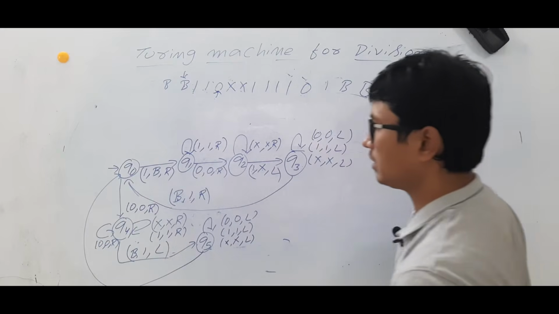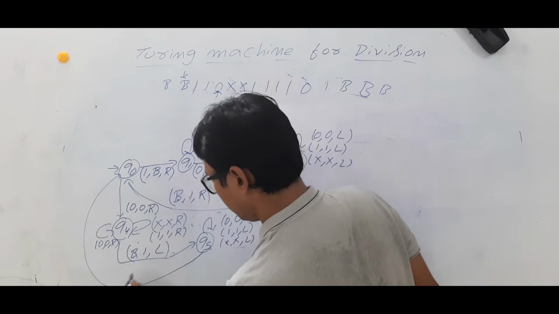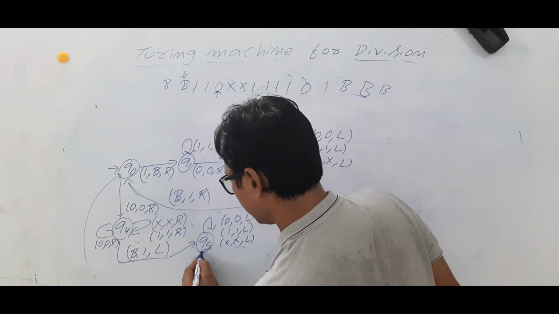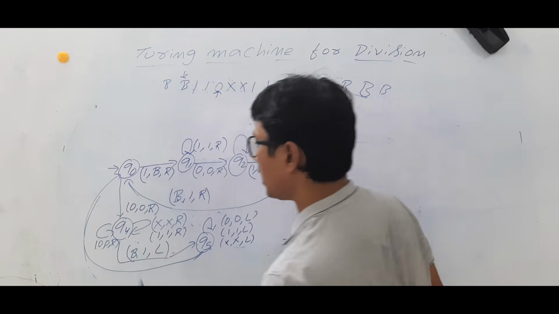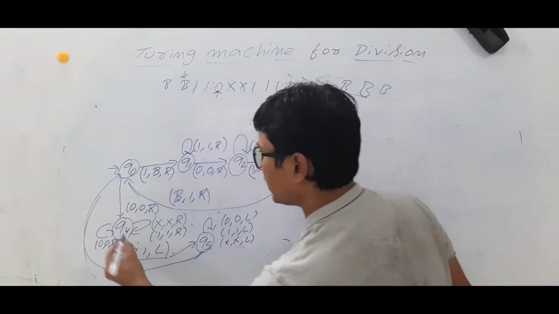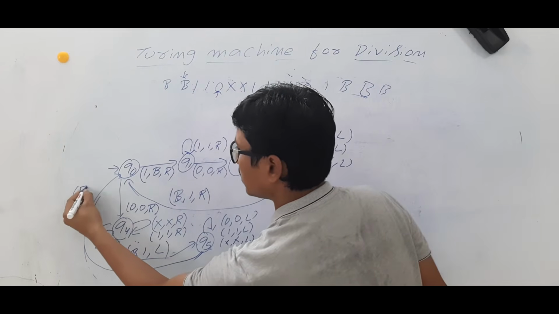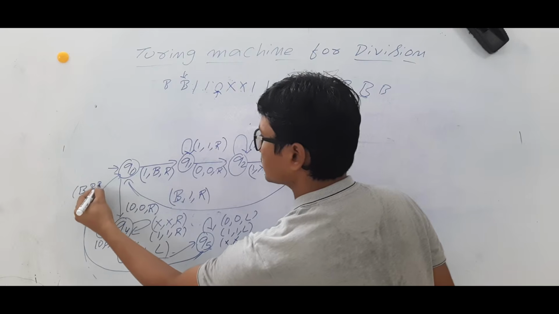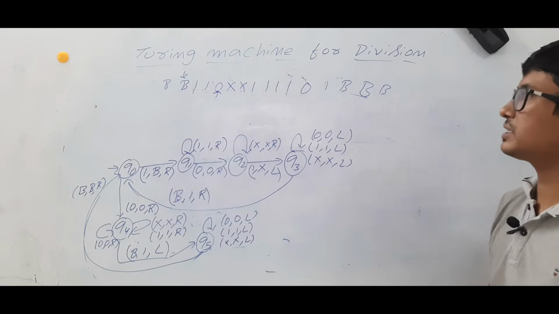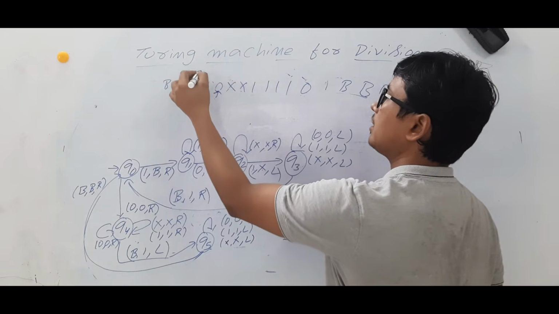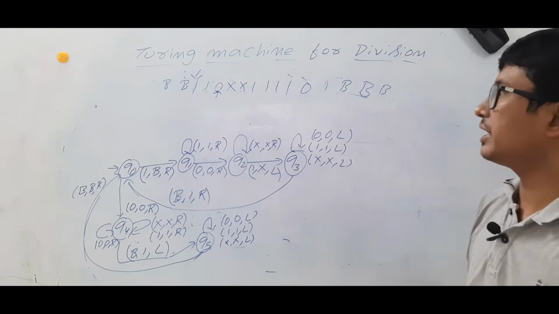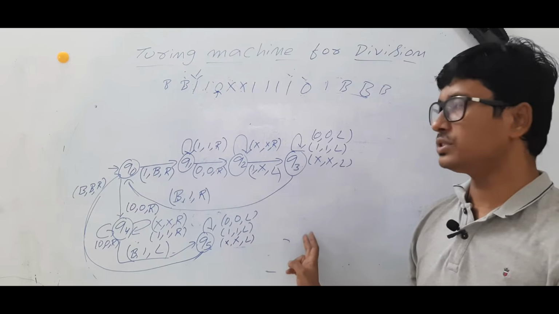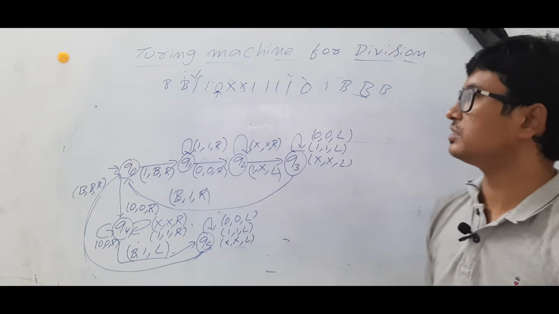If you see a blank, I hope it is visible for you. Let me write it like this. From Q5, I am going to Q0. If I get a blank, I am making it as a blank, moving to the right side. Are you able to understand? Because again, this process should be repeated. So that's why instead of going to a new state, I am going back to Q0 itself.